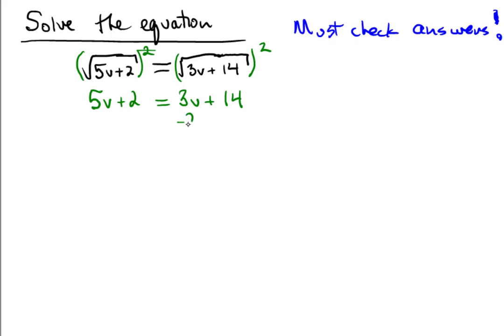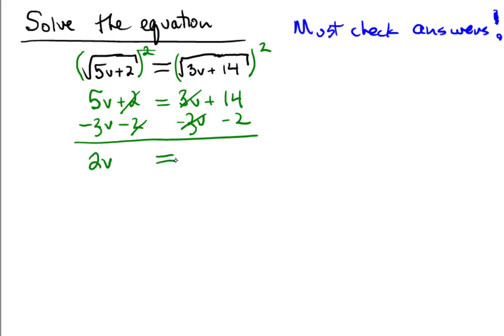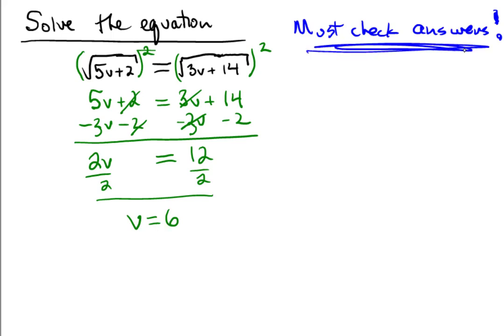Okay, as far as collecting like terms, let's subtract 3v from both sides, and then subtract 2 from both sides. So those get cancellations. Then we will get 5v minus 3v, which is 2v. 14 minus 2, which is 12. And so dividing by 2 yields v equals 6. Are we done? No, we must check answers.